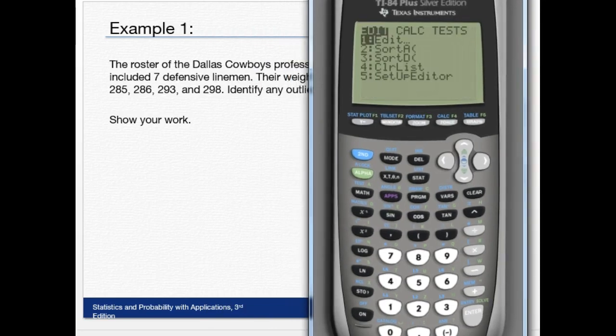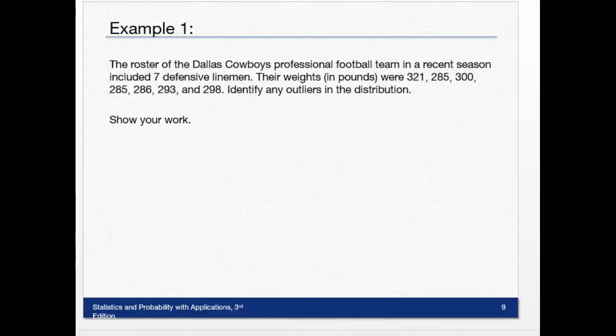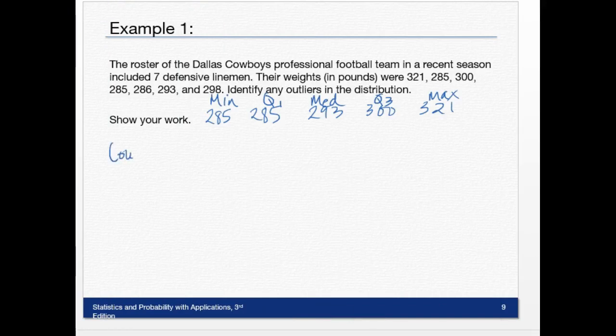Then you're going to go to Stat, Calc, One Variable Statistics. Again, we've done this before. Choose List 1, and go down where it says the arrow right there. Scroll down and look. It's going to give you the 5-number summary. There it is: 285, 285, 293, 300, 321. So what I'm going to do is copy those values on my paper so I can then calculate an outlier. To find my low outliers, remember the formula says to take Q1 and subtract 1.5 IQRs.